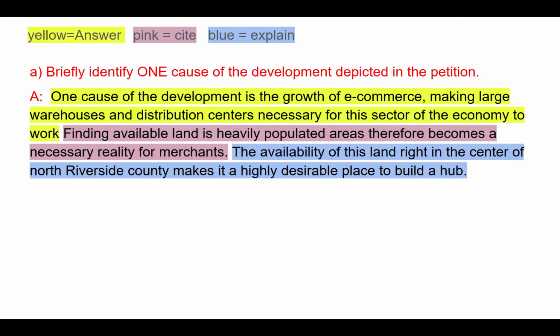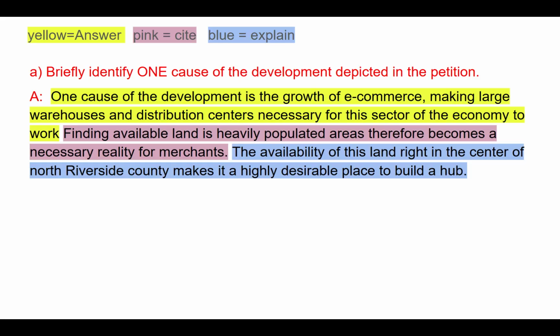So again, here's the question. Briefly identify one cause of the development depicted in the petition. And here it is. Answer. One cause of the development is the growth of e-commerce, making large warehouses and distribution centers necessary for this sector of the economy to work.